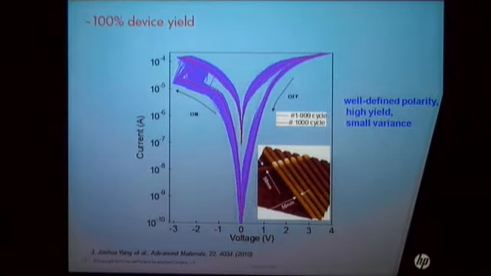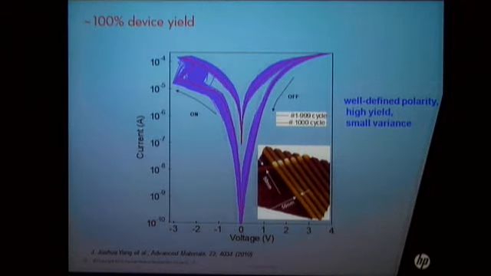And by using this approach, we fabricated devices showing almost 100% device yield and very small variance from device to device, from switching cycle to switching cycle.